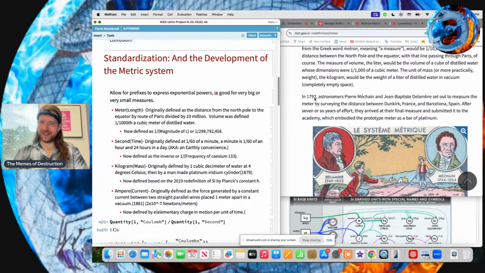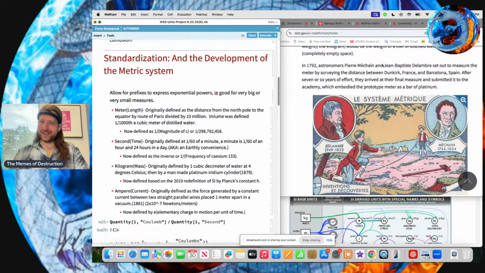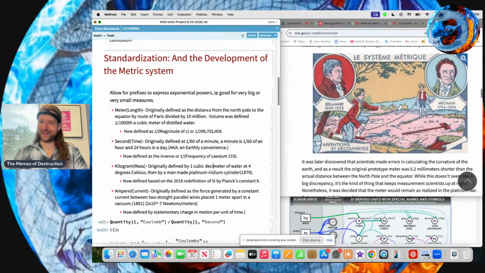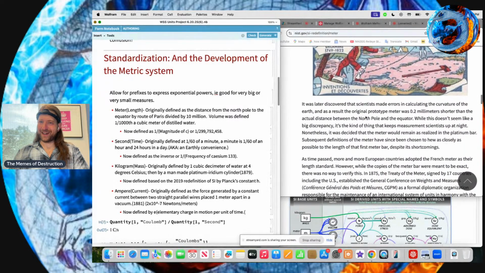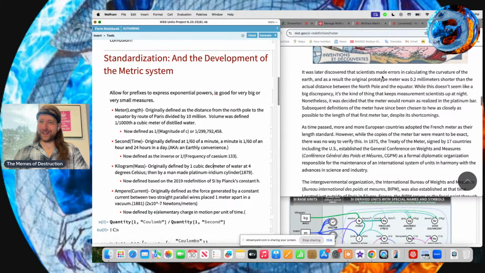Okay, and 1792. They were sent out to measure the meter by surveying from Dunkirk to Barcelona, Spain. After 7 years, they arrived at their final measurement. It later turned out they had made errors in the calculation of the curvature. The prototype meter was 0.2 millimeters shorter than the true distance to the equator.